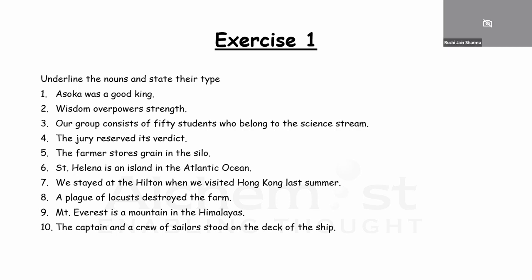Eighth one. A plague of locusts destroyed the farm. A plague of locusts is a collective noun. So plague is a collective noun. Locust is common, and farm is also common. Just like I say, a bouquet of flowers, right? So bouquet is collective, flowers is common. This locust is a pest, basically. It's the name of a pest. So a plague of locusts: plague is collective, locust is common, farm is common.